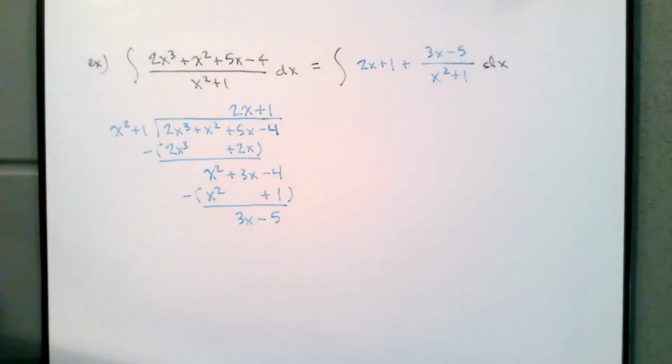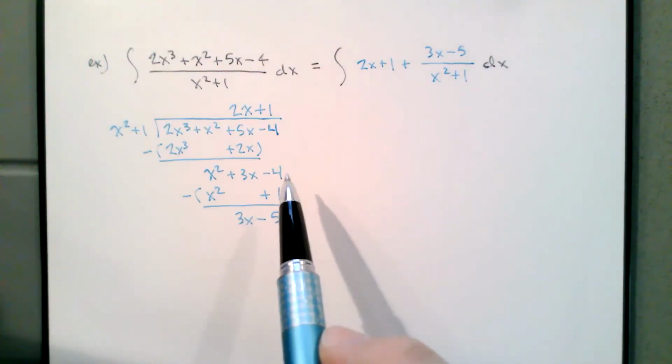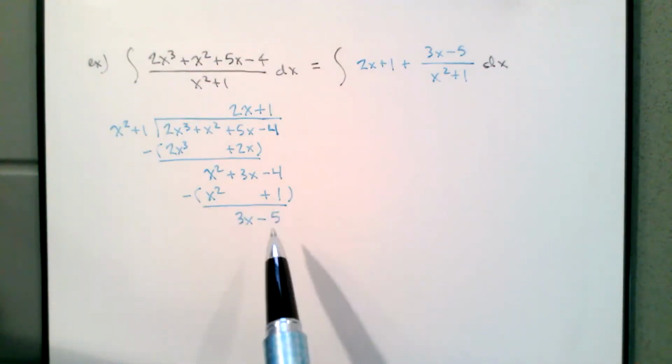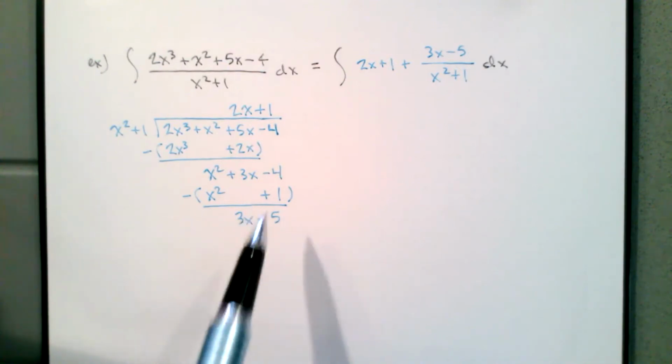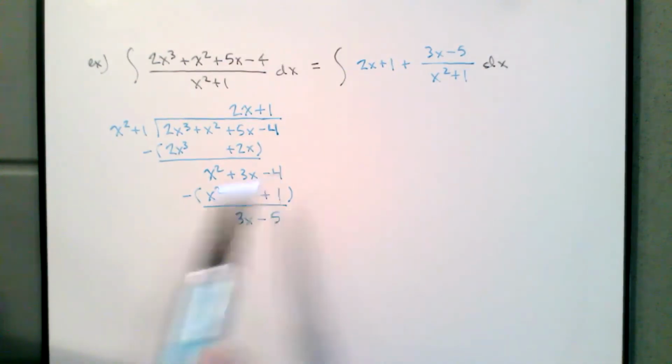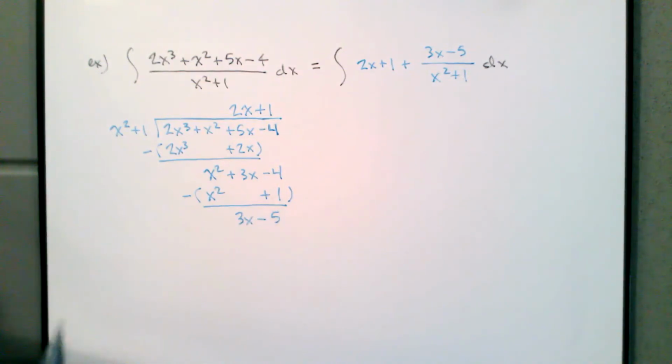So why is it 3x minus 5? Shouldn't it be minus 3 instead? If you're adding negative 4 plus 1? We're not adding, I'm subtracting. Oh, okay. Negative 4 minus 1 is negative 5. Oh, got it. You're right.